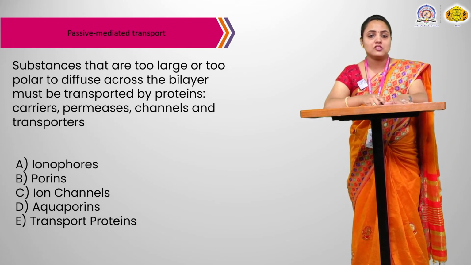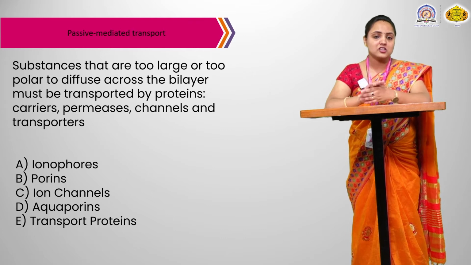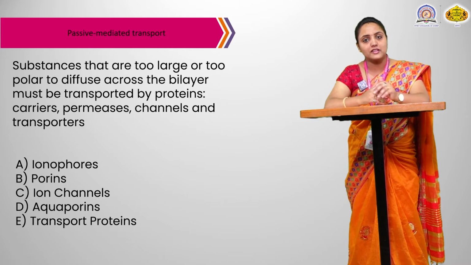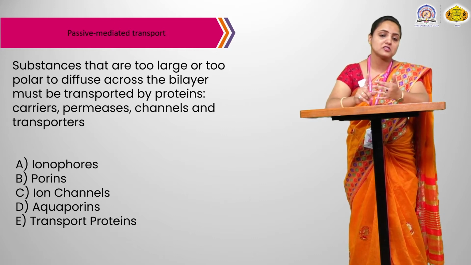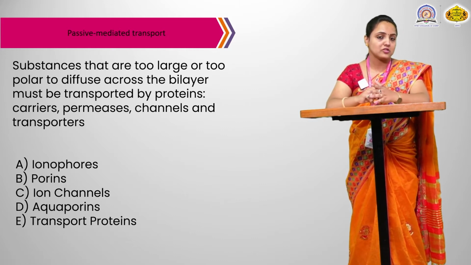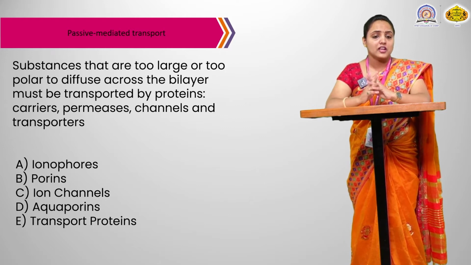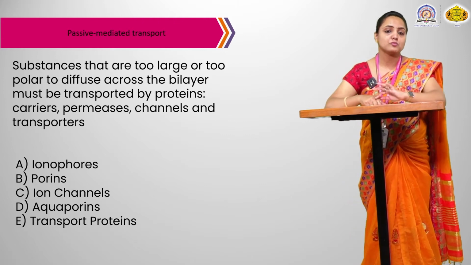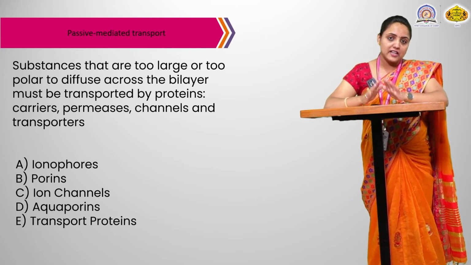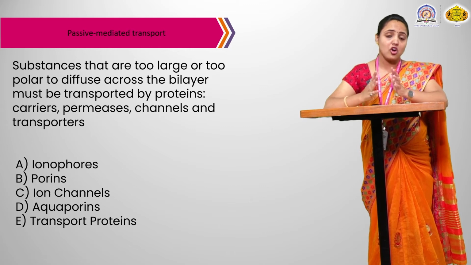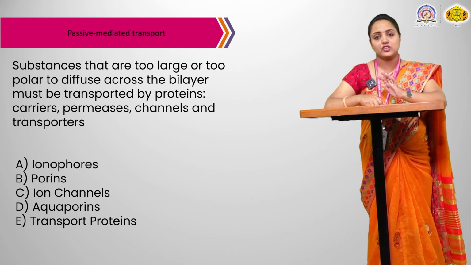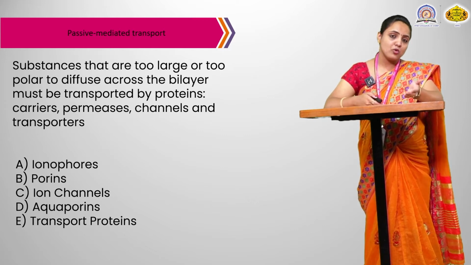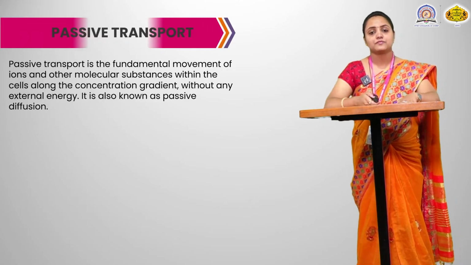Passive mediated transports substances that are too large or too polar to diffuse across the bilayer. They are transported by proteins, carriers, permeases, channels or transporters. That is facilitated diffusion, in which ionophores, porins, ion channels, aquaporins and transport proteins are used. For facilitated diffusion, all these substances require these mechanisms for transportation, because they are large, hydrophilic, polar and charged.